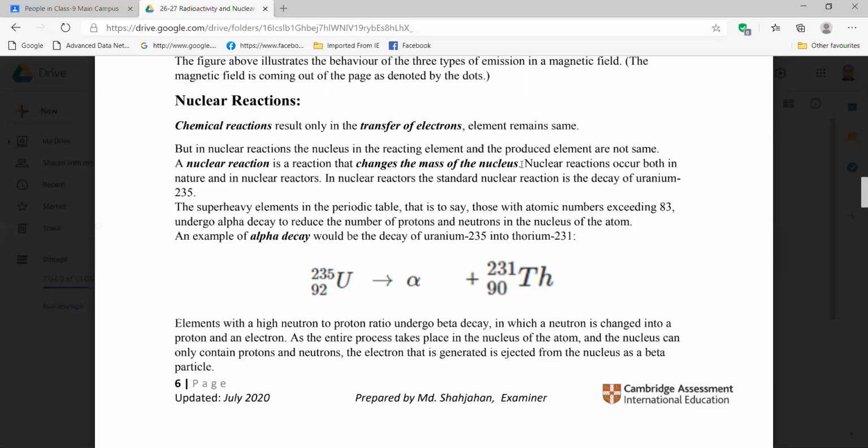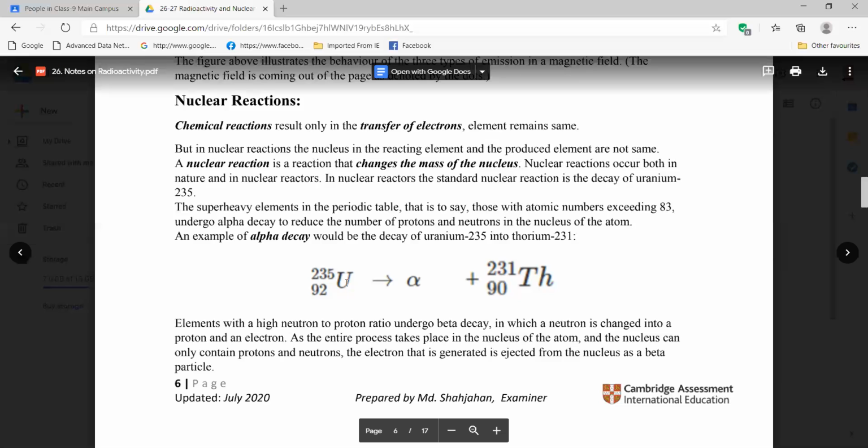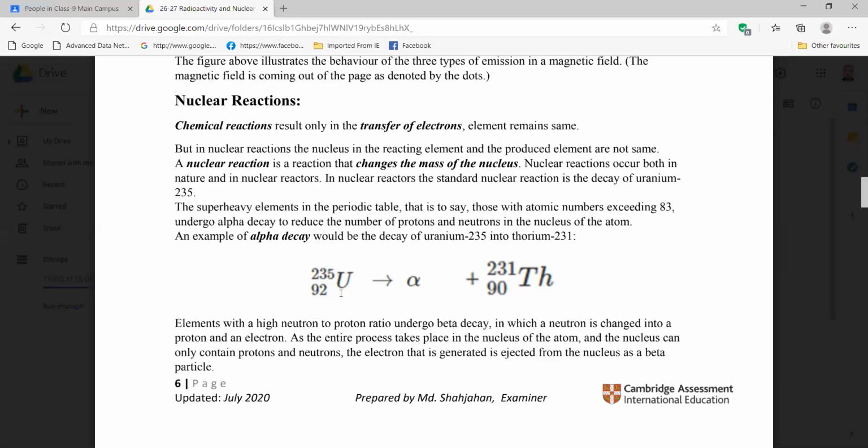There is an equation given here. Yes, you read it. You can read also the equation. I am teaching you now, and then next one you can continue. Right? This one is uranium 92, 235. Okay.